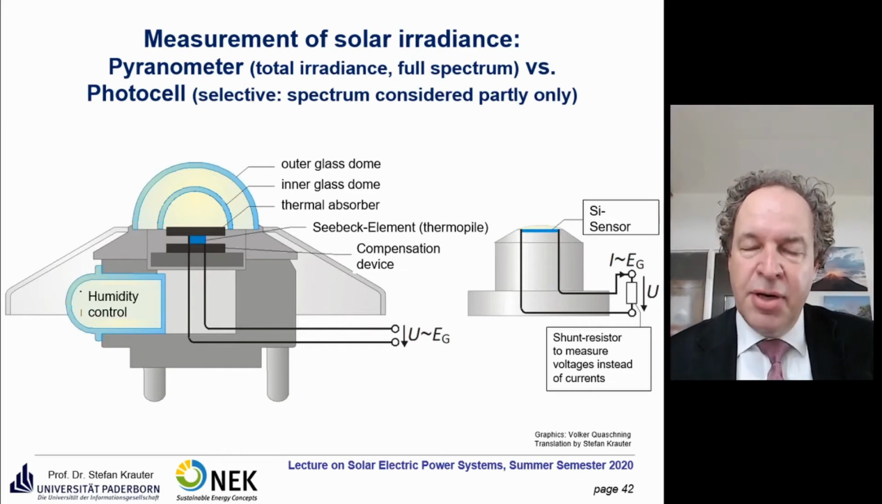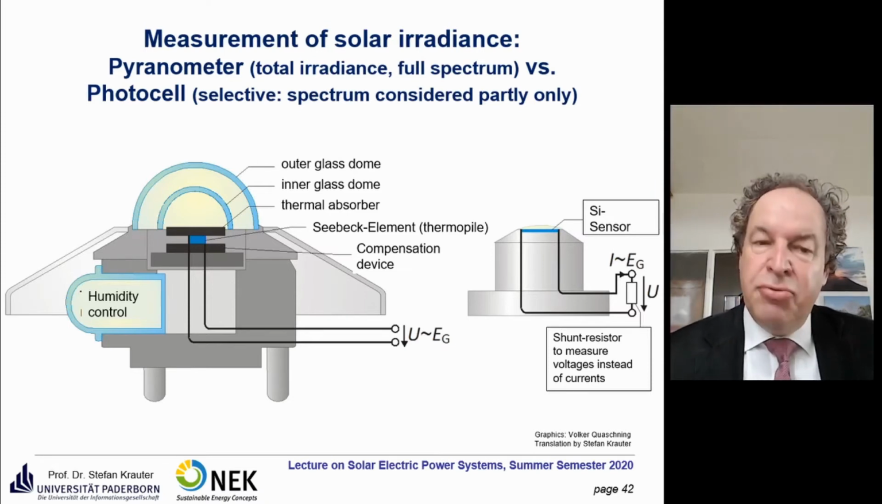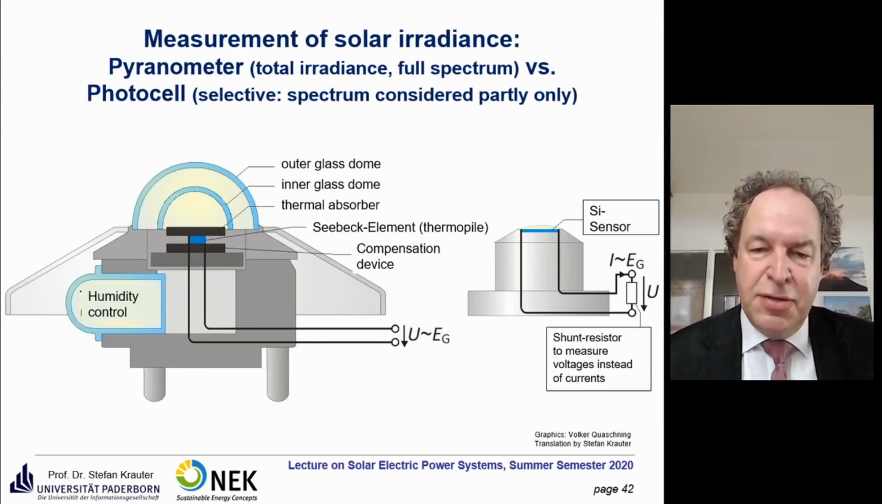What is often used nowadays is just a silicon sensor, or in other words, a solar cell that you use as a detector, what you see on the right side. It converts the solar irradiance into a flow of electrons, or current. And if you use a shunt resistor, the voltage along that shunt resistor, what you see on the right side here, is proportional to the irradiance. It reacts very quickly, within some microseconds or milliseconds, but the disadvantage is it only sees some part of the spectrum.